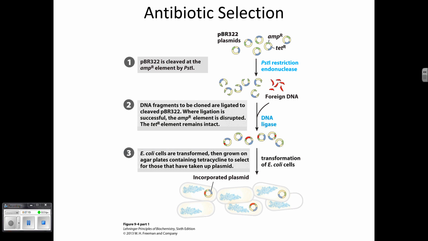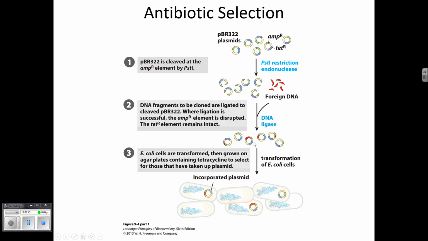The heat shock and calcium chloride decrease the integrity of the cell wall and the membrane of our host cell so that they're more likely to take in that vector of interest. Okay. So you can see from this little diagram what we've done is the ampicillin resistant gene, that's where we cut and inserted our DNA.